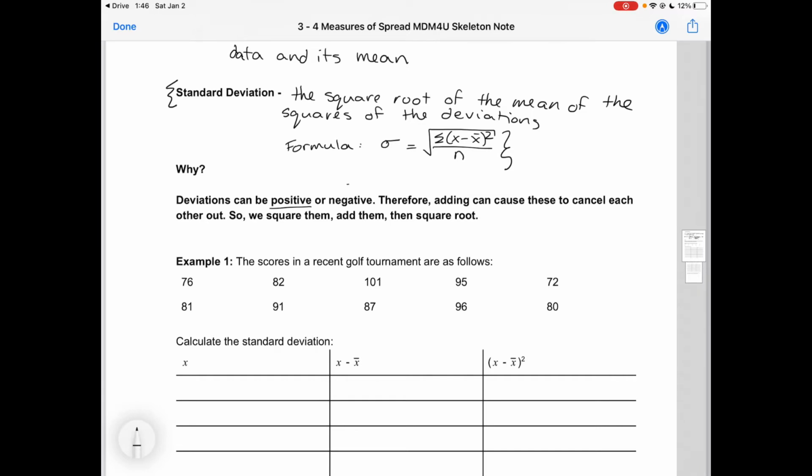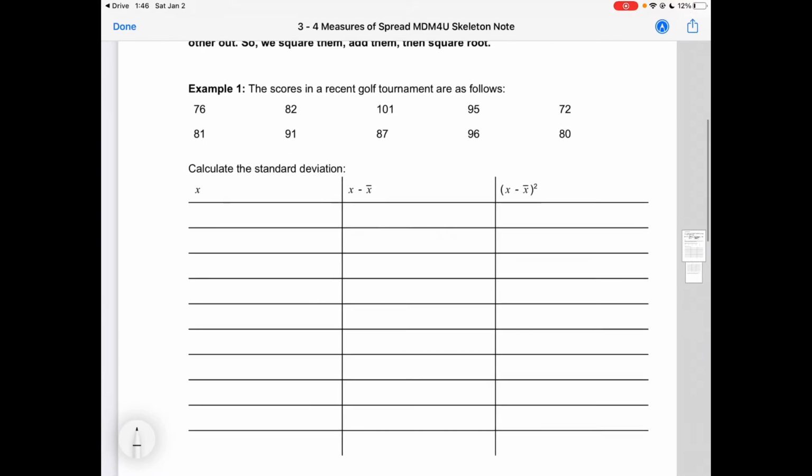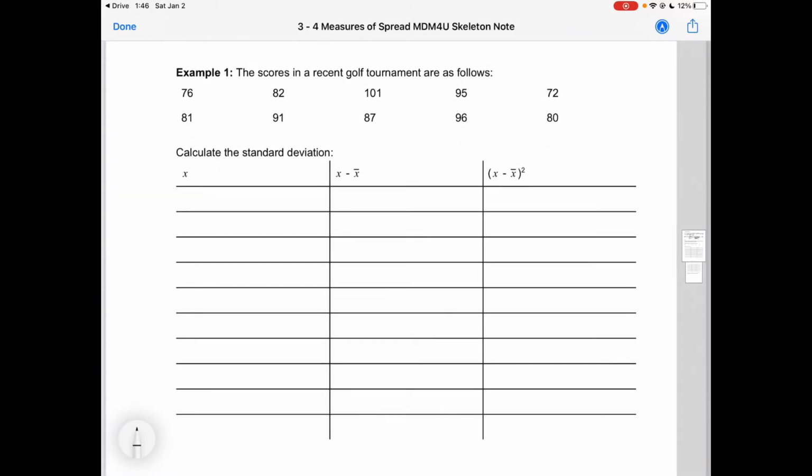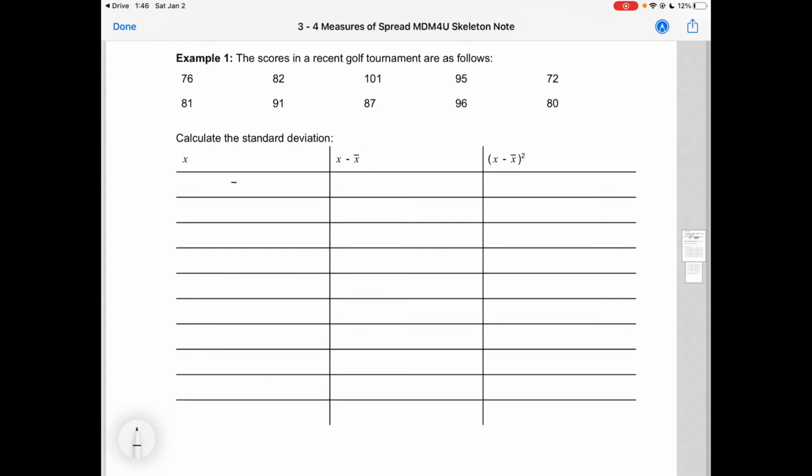So in this first example, we have the scores in a recent golf tournament are as follows. Okay, we've got 10 scores there. And what we're going to do is calculate the standard deviation. So the first thing that we need to do is record all our data points here. It doesn't really matter if they're in order or not, because we're not trying to find the median or mode at this point. 96 and then 80.